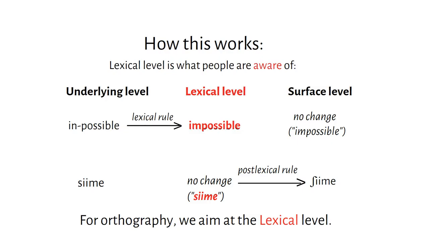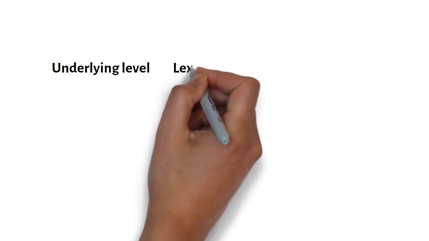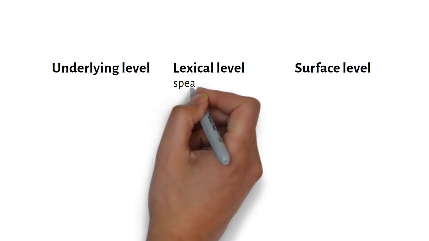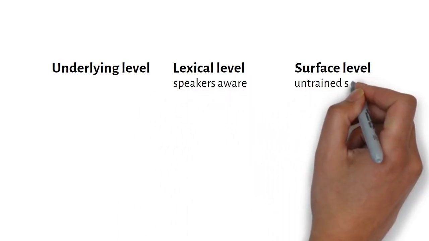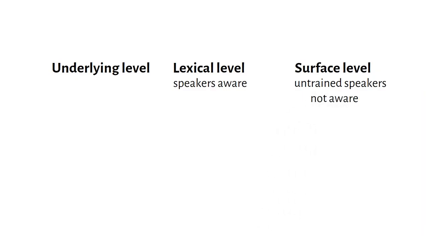How do we know which kind of rule is there and which level we're at? I'll give some tests in a minute, but we have already said the first one. That is, speakers are aware of the lexical level after a lexical rule applies. An untrained speaker is not usually aware of the results of a post-lexical rule.